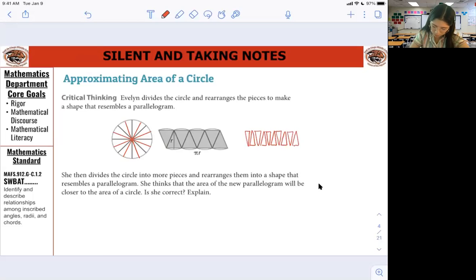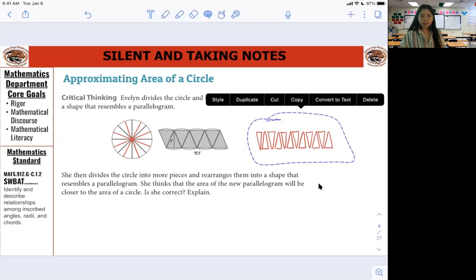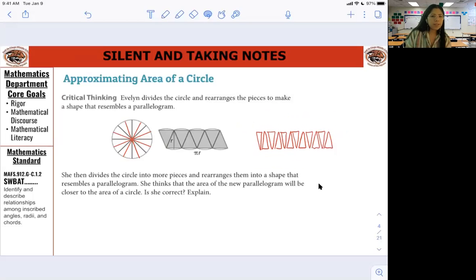How many do I have? 1, 2, 3, 4, 5, 6, 7, 8, 9, 10, 11, 12. Okay, so let me make this just a little bit bigger so it matches a little better. Something like that. Obviously, I'm just sketching it out, but it's going to look something more like this. Now let's think about this situation. Does the actual length of the base change at all? No, right? This is still pi r. Does the height of it change at all?